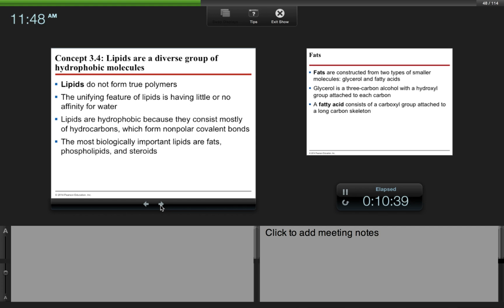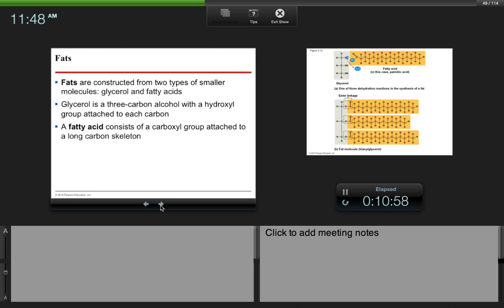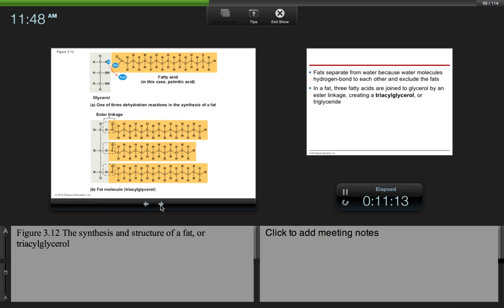Next we have lipids. These are your fats, oils, and waxes. They are hydrophobic because of their many nonpolar covalent bonds. They have little or no affinity for water as a result. The most biologically important lipids are fats, phospholipids, and steroids. Fats are constructed from two types of smaller molecules, glycerol and fatty acids. Glycerol is a 3-carbon alcohol with a hydroxyl group attached to each carbon. A fatty acid consists of a carboxyl group attached to a long carbon skeleton.